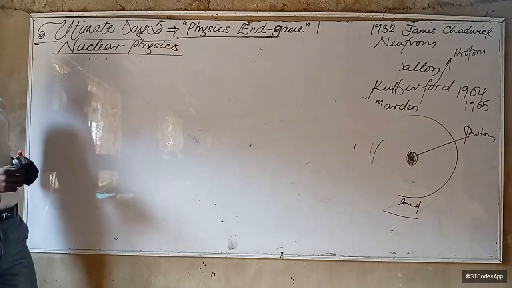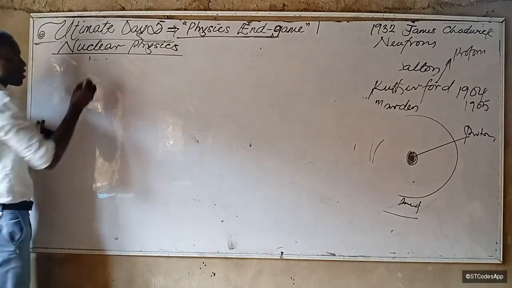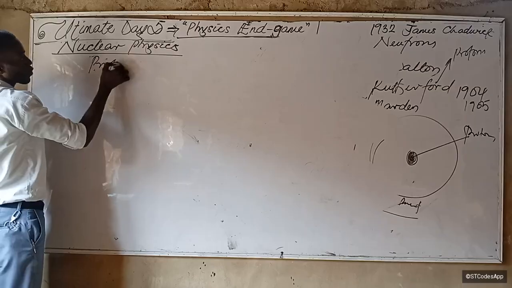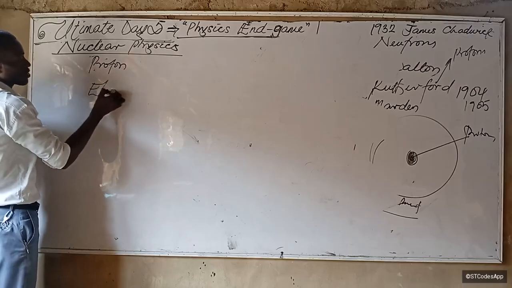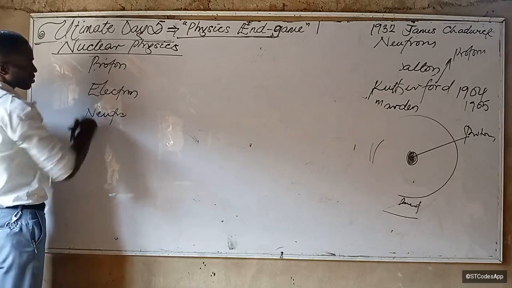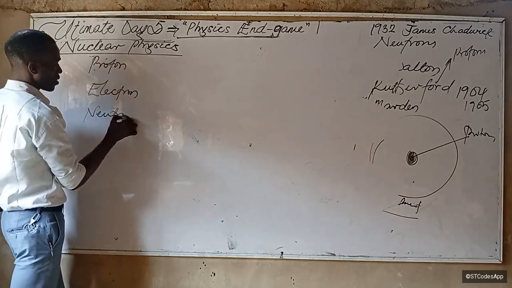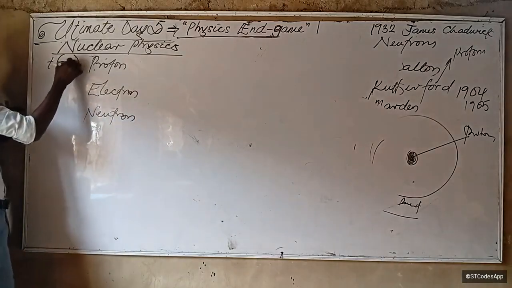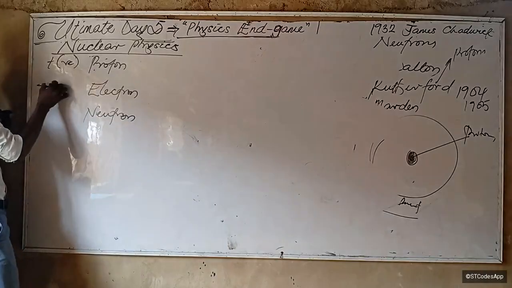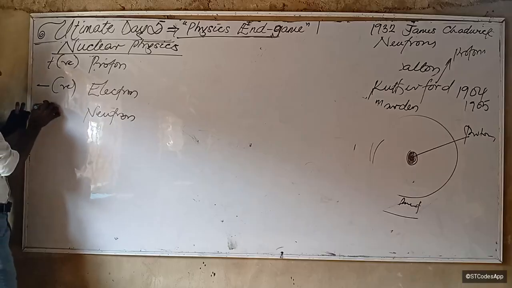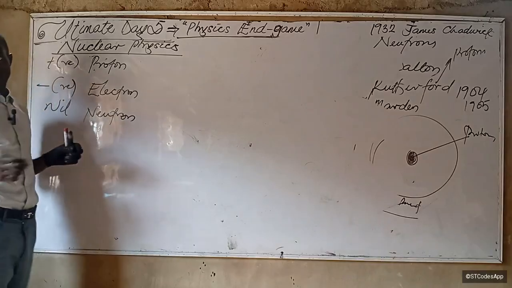Let's go, please. Now, in the atom, we now have three subatomic particles, right? Which are what? The protons, electrons, and neutrons. Now, the protons are the positively charged subatomic particles. Electrons are the negatively charged subatomic particles. The neutrons are neutral charges, right? Yes, sir.